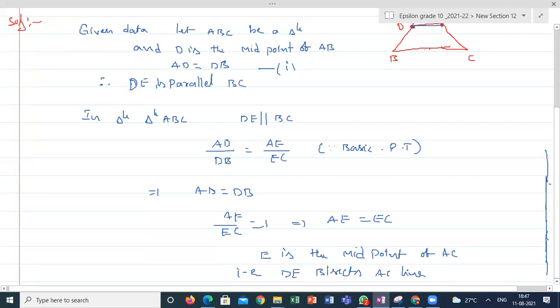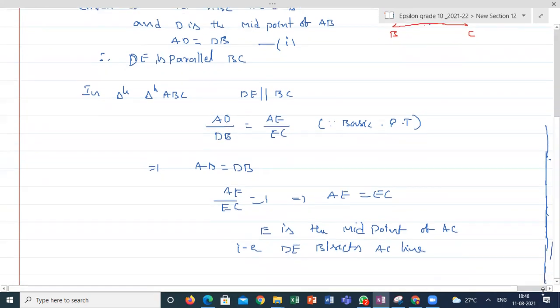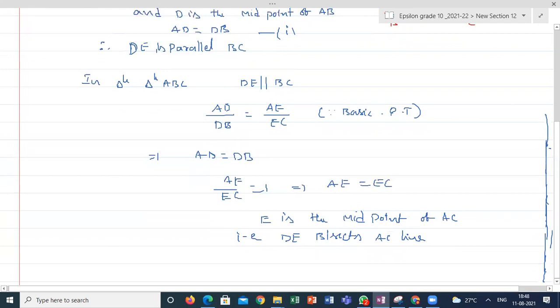Is it clear, guys, what I'm saying? There are 3 statements. 2 statements are given. The third statement we are proving with the help of the first 2 statements. Hope you are clear. Anyone having any doubt in this question? Guys, please, students, anyone having any doubts? No, sir.